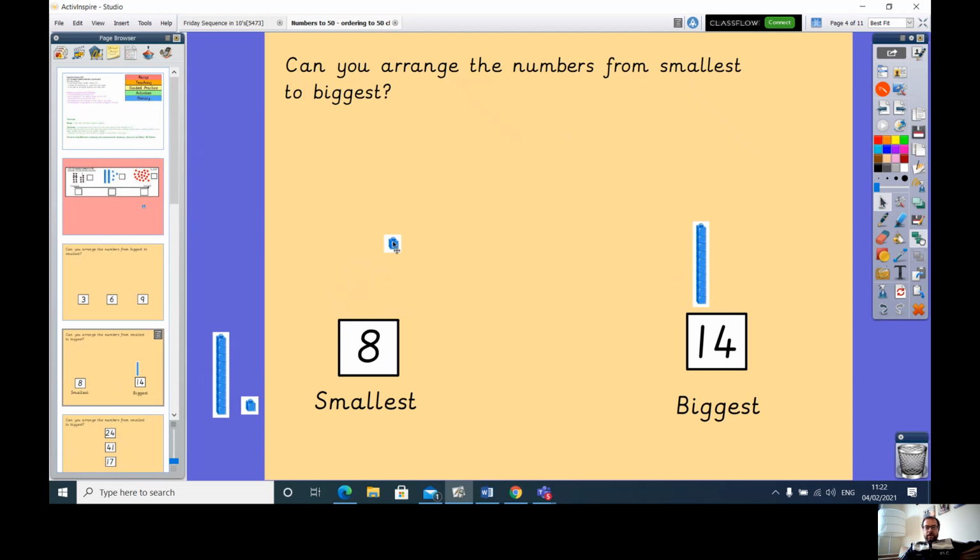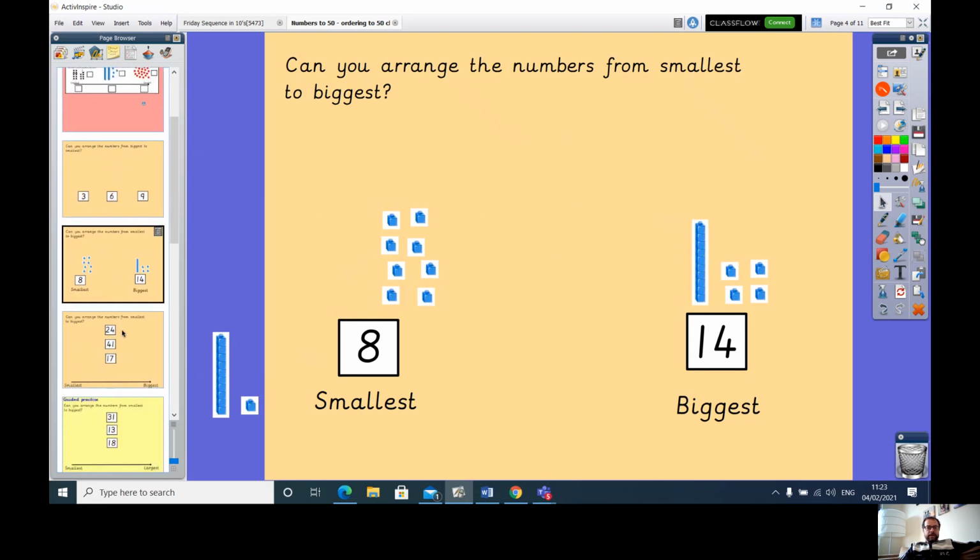So, 1, 2, 3, 4, 5, 6, 7, 8. So no tens and 8 ones. Now, although 14 only has 4 ones, it still has a 10. So this would be the bigger number because it's got more tens. Okay, let's move on to the next slide.